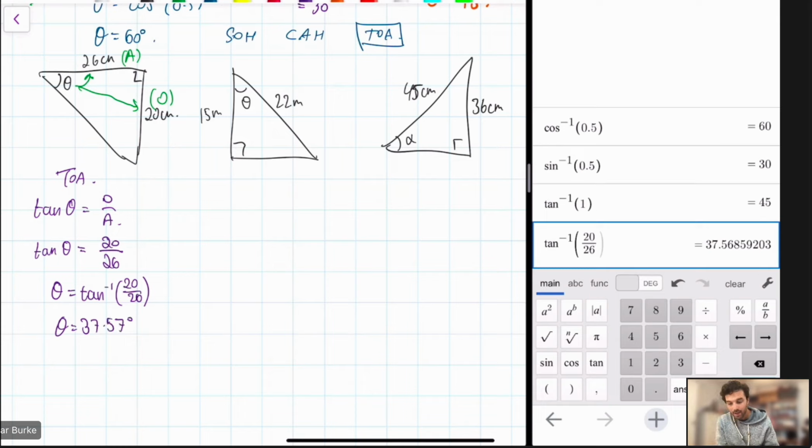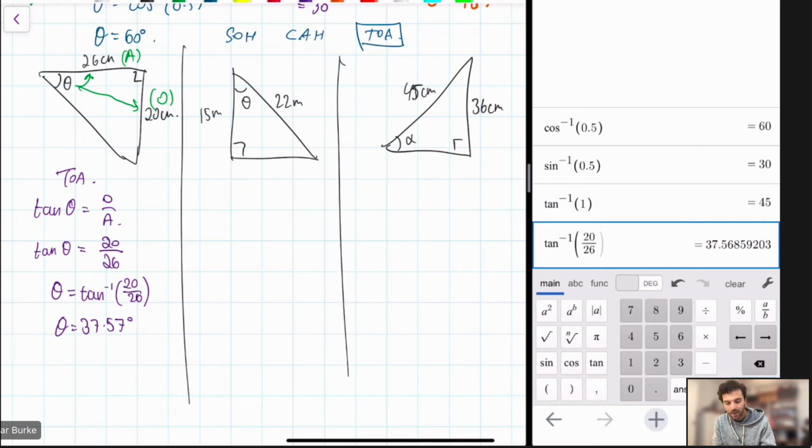Cool. Now, what I want you to do is pause the video, have a go at the questions to your right. You may note that there's a different symbol here. This stands for alpha. It's just another way of saying theta, so it's exactly the same thing. Okay, so we're going to go through these examples now. Let's see how you went.